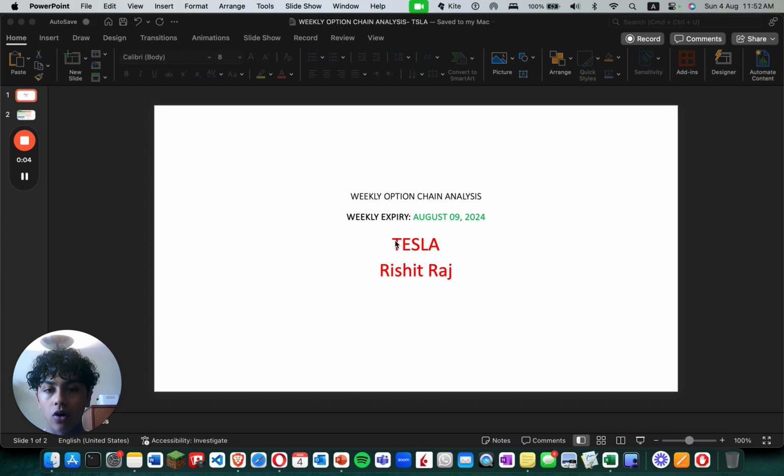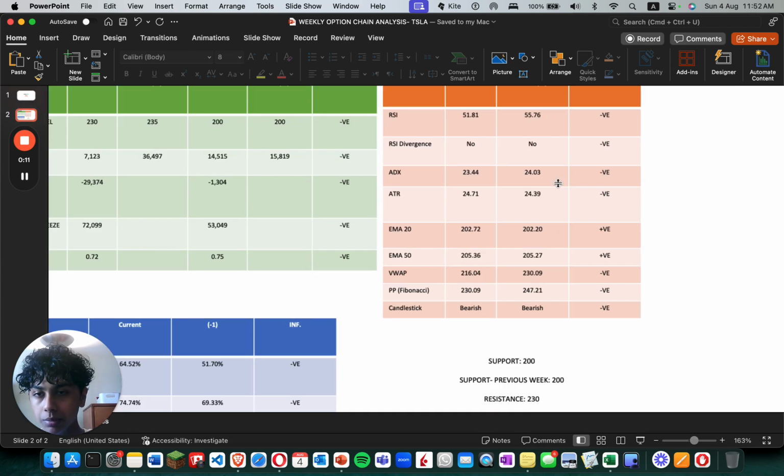Today is the 4th of August 2024. I'll be going over my weekly option chain analysis for Tesla for the upcoming expiry on the 9th. Let me zoom in here.